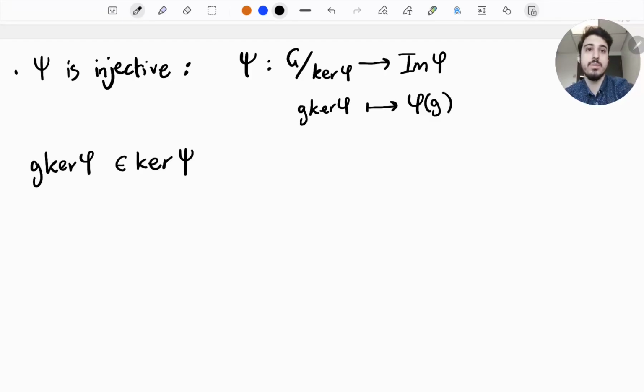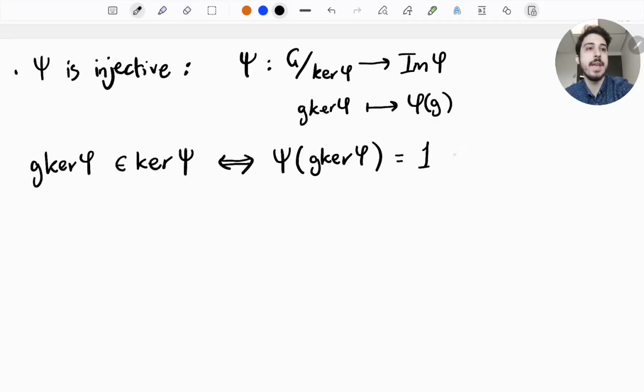This is true if and only if, by definition of the kernel, psi of the coset gives back the identity element in the image of phi, which is just the identity of H. Now, what is the definition of psi? So this is equal to, by definition, phi of g.